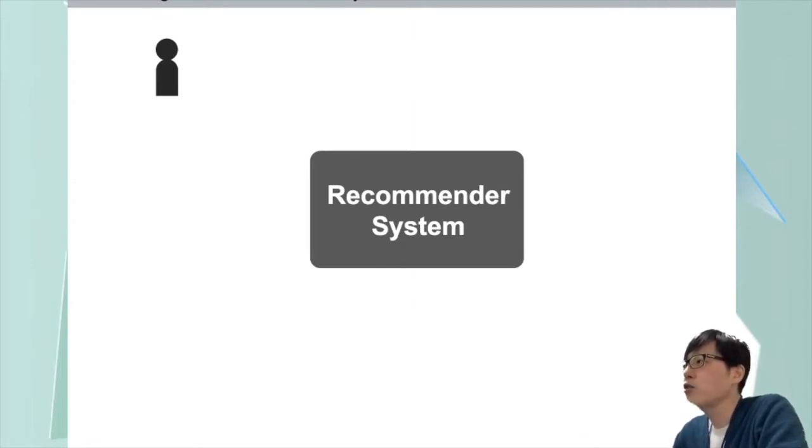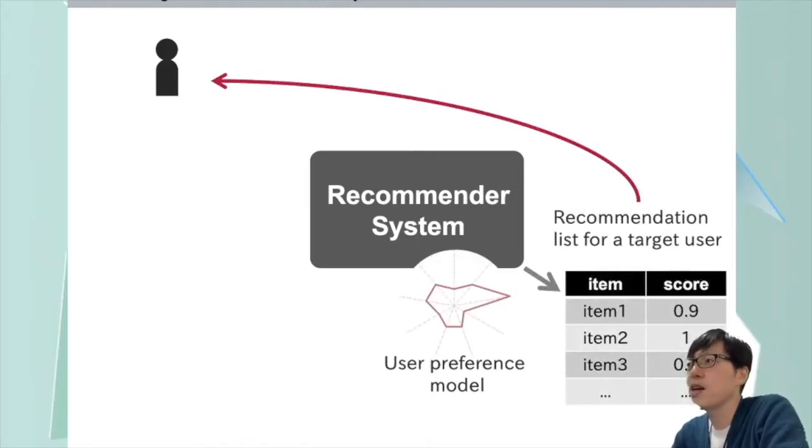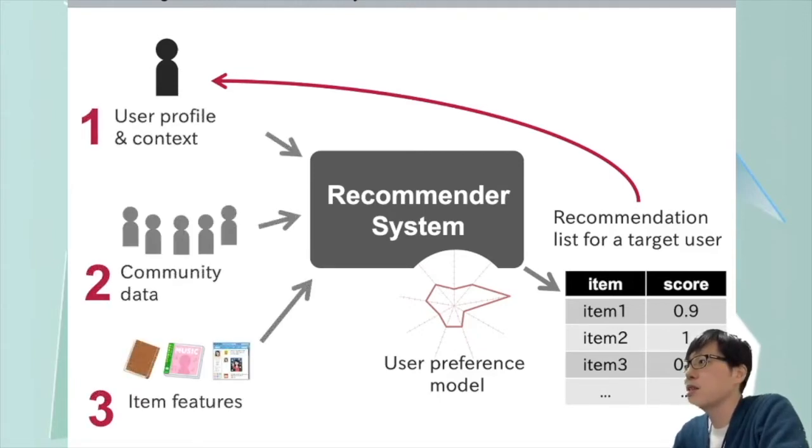Now, how do recommender systems work? Here is a brief description about the paradigms of the recommender systems. A typical recommender system, at first, predicts the user preference model, and then the system makes and shows a list of items to recommend using this preference model, like this. So the point is how to model the user preference and how to compute the relationship between the items and user preference. To compute user preferences, the system uses three kinds of information like this: user profile, community data, and item features. Here, the community data means the user behavior data of other users, a lot of users. Okay?